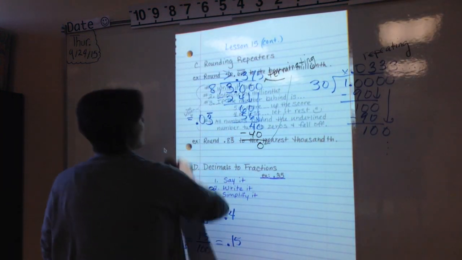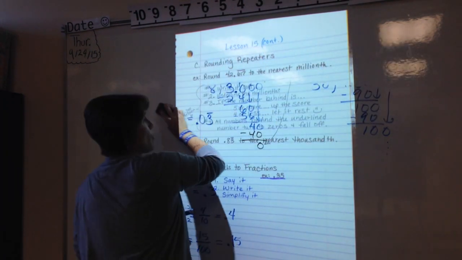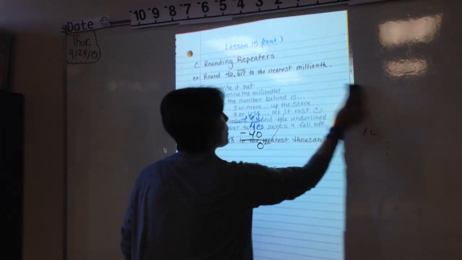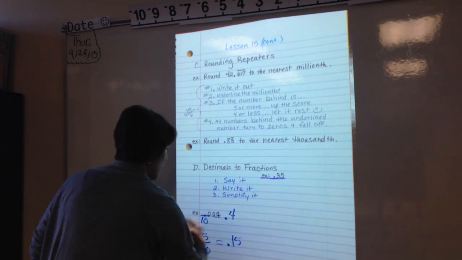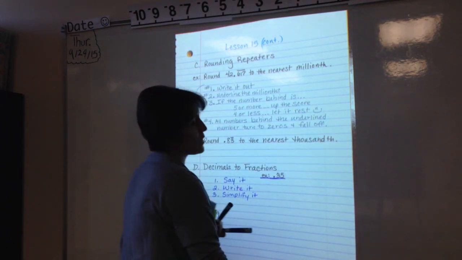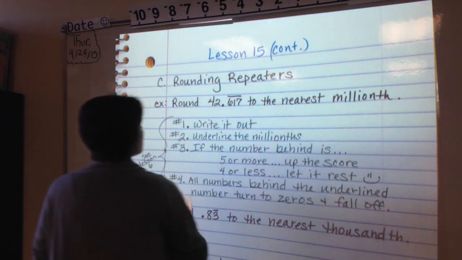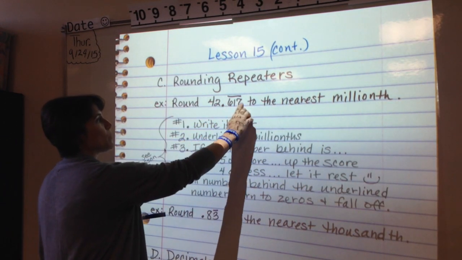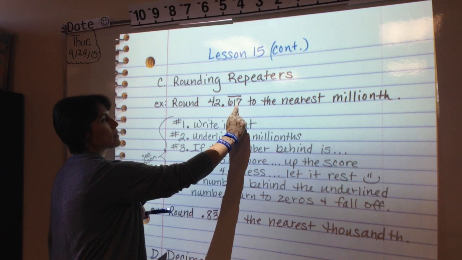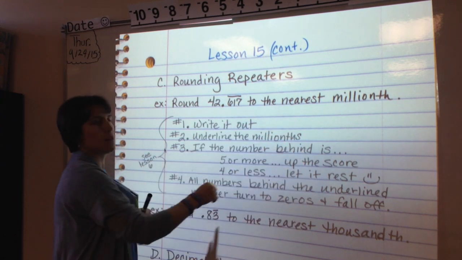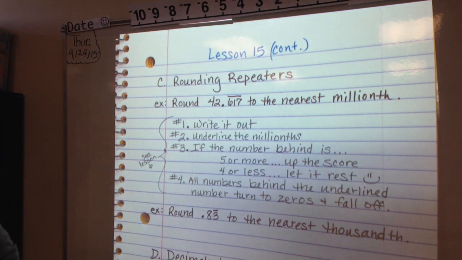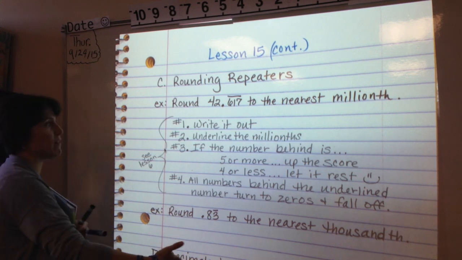There's a page 2, sorry about that. They crammed a lot in one lesson. So we're going to talk about rounding repeaters, just in case you come across one and you need to know. So the top half, rounding repeaters. I want you to round 42.617 repeating to the nearest millionth. That is, oh gosh, the 6th place value out.